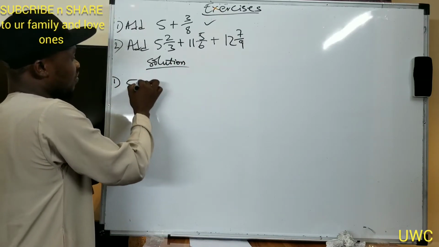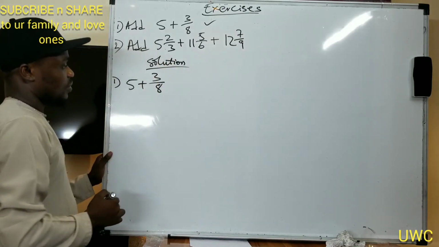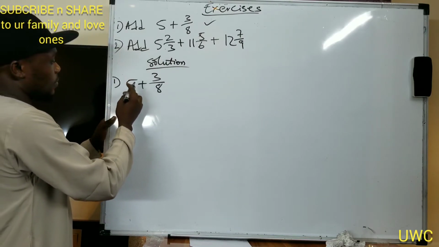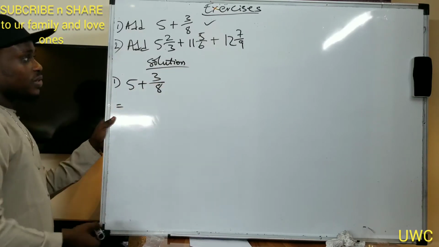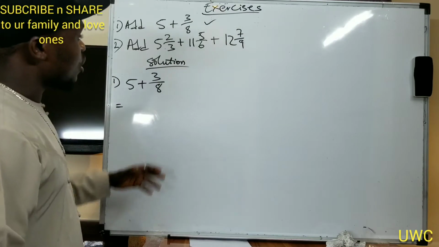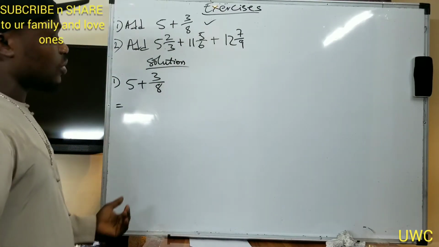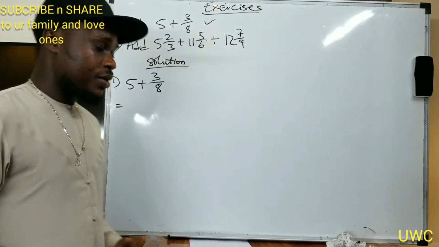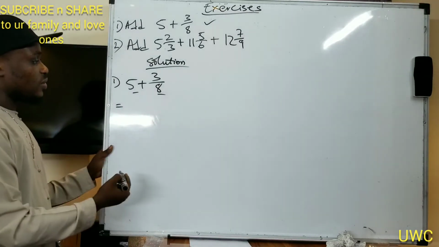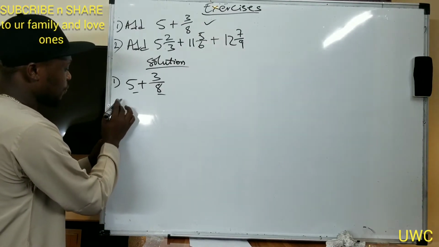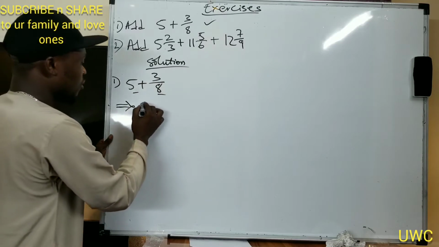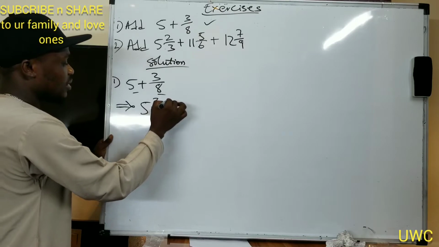Number 1. 5 plus 3 over 8. This is equal to, remember what we said earlier, that in the addition of fractions that has whole number, mixed number, and fraction, we first of all solve the fraction and add the whole number. Here, there is nothing to add. What we have here is a fraction and a whole number. So what is left for us is to add the two of them. Therefore, this implies that 5 as a whole number plus this fraction 3 over 8 will give us 5 whole number 3 over 8. This is our answer.